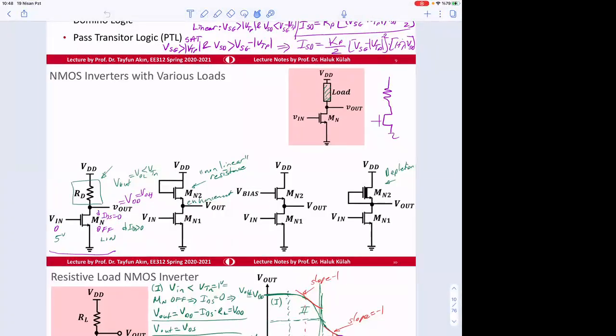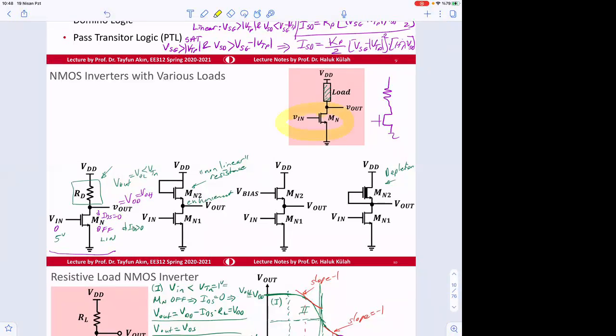Okay, dear friends, we started looking at how to implement gates, NAND gate, NOR gate, or inverters using MOS transistors. And we said that typically we use this transistor here, and this transistor is MOS.